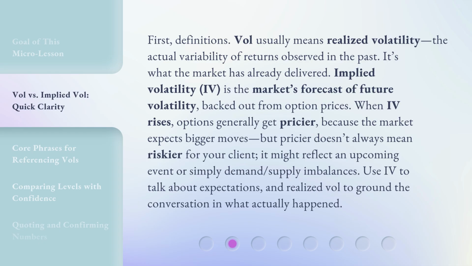When IV rises, options generally get pricier because the market expects bigger moves. But pricier doesn't always mean riskier for your client. It might reflect an upcoming event or simply demand/supply imbalances. Use IV to talk about expectations and realized volume to ground the conversation in what actually happened.